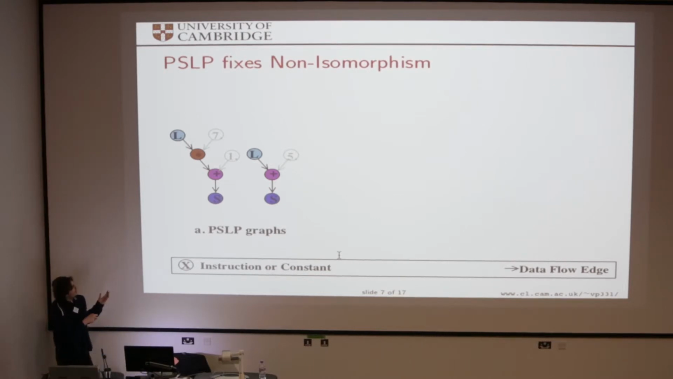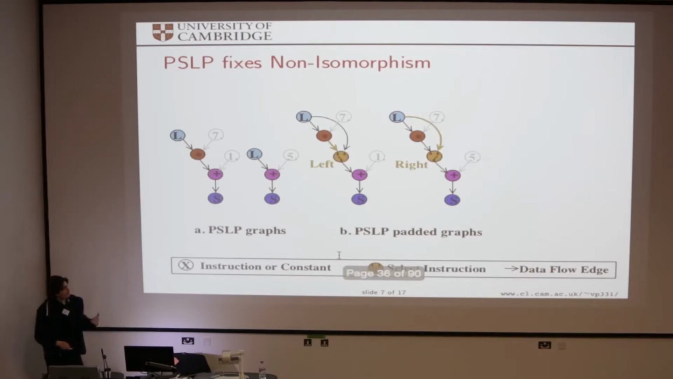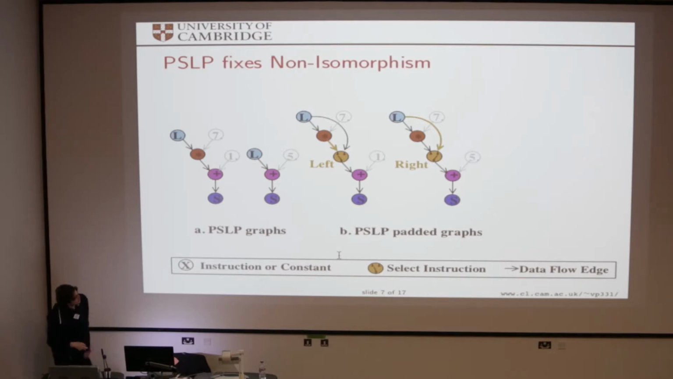So we take the input graphs, we figure out that this multiplication is missing from the other graph, so we pad it in, so we add it onto the second graph, and at this point you have to make sure that the semantics are correct, and that's why we emit the select instructions. So a select instruction, we show the select instruction with this orange kind of node.